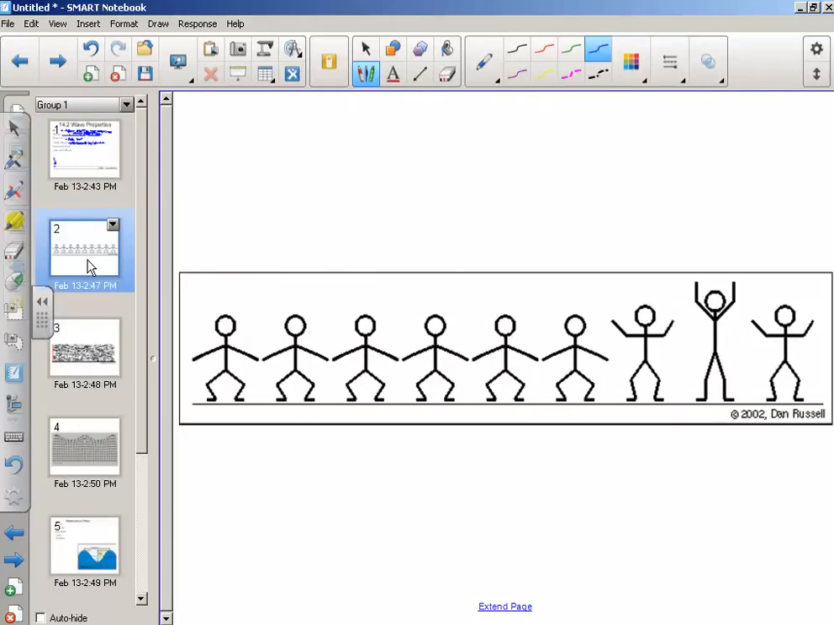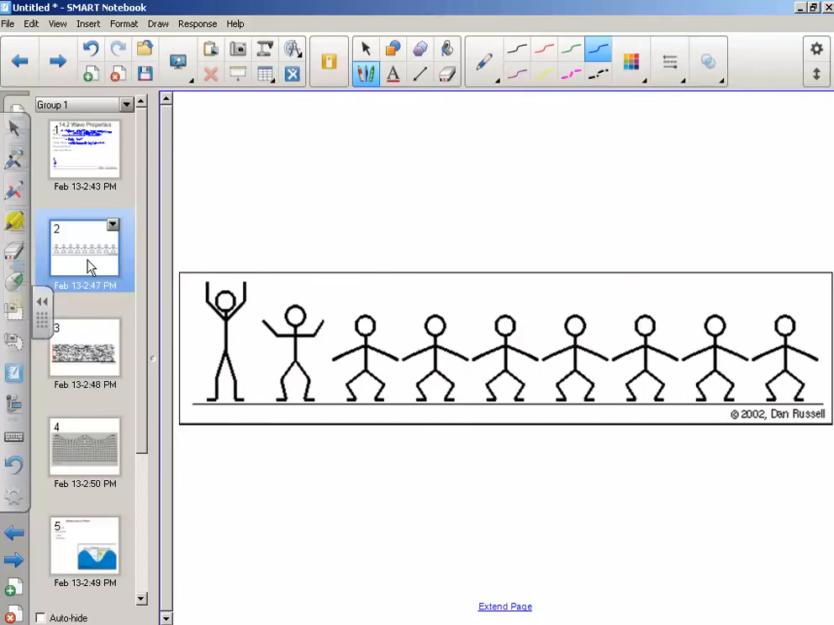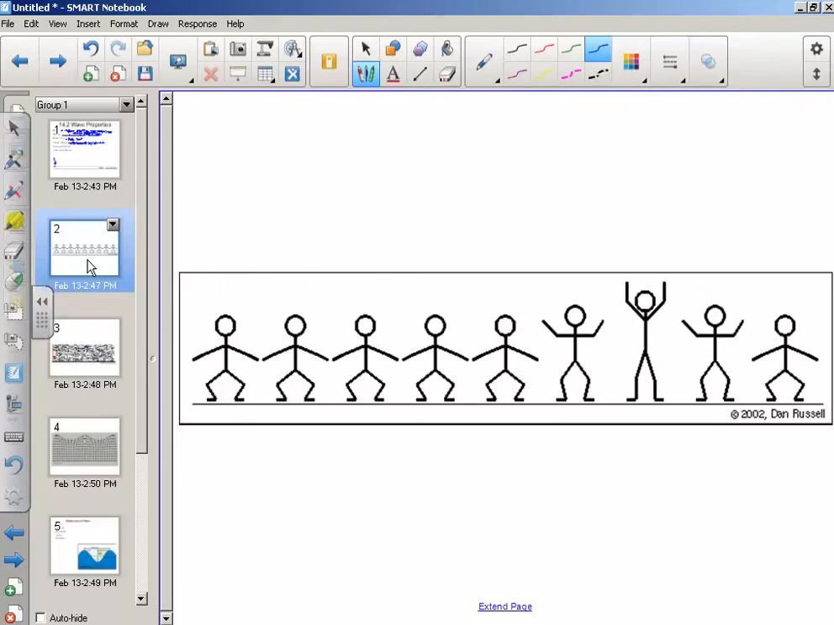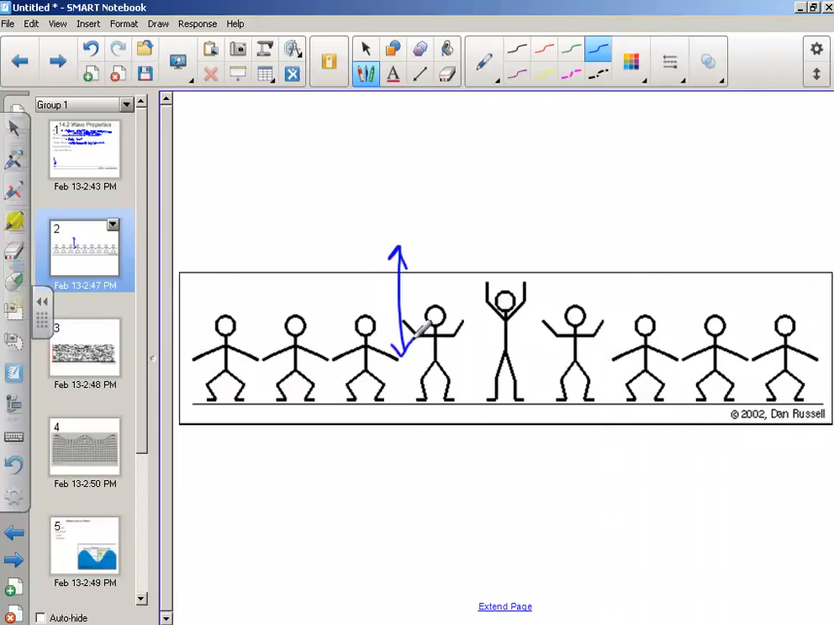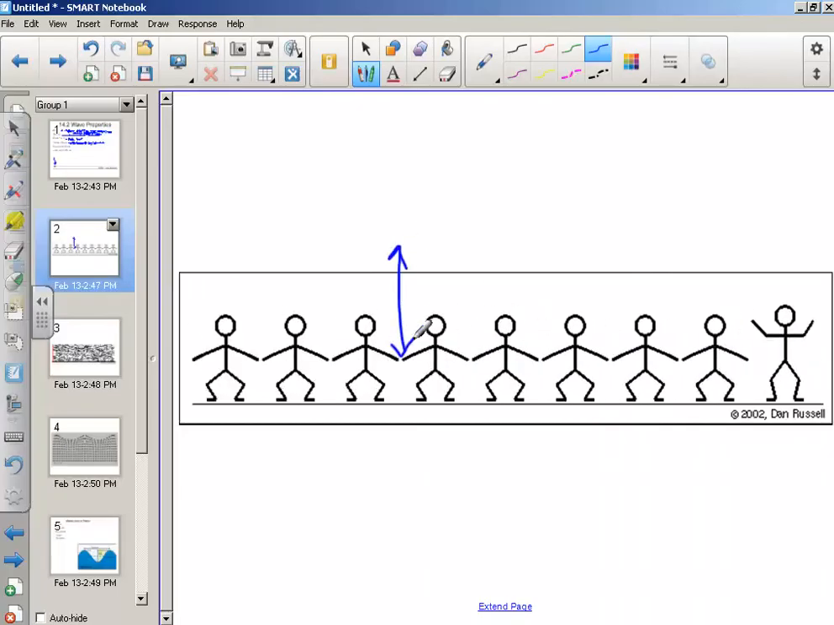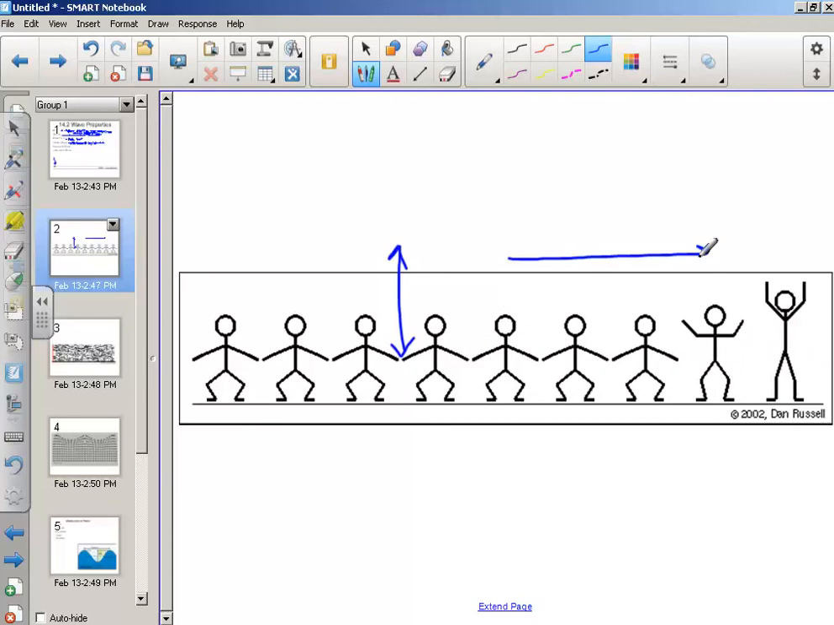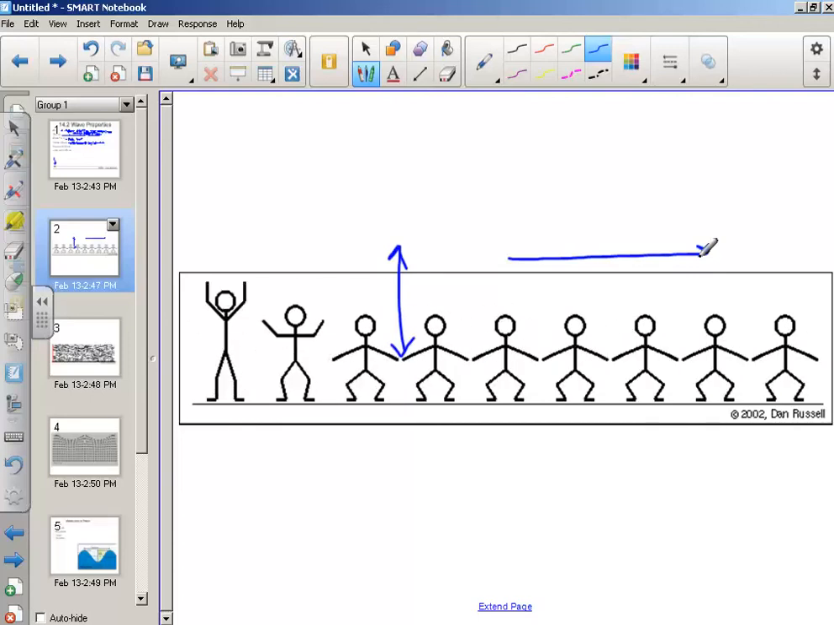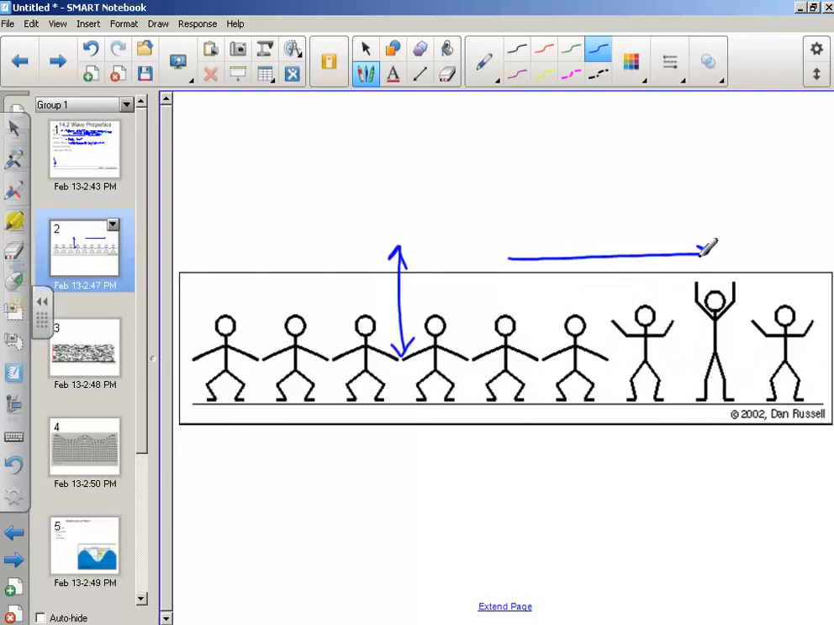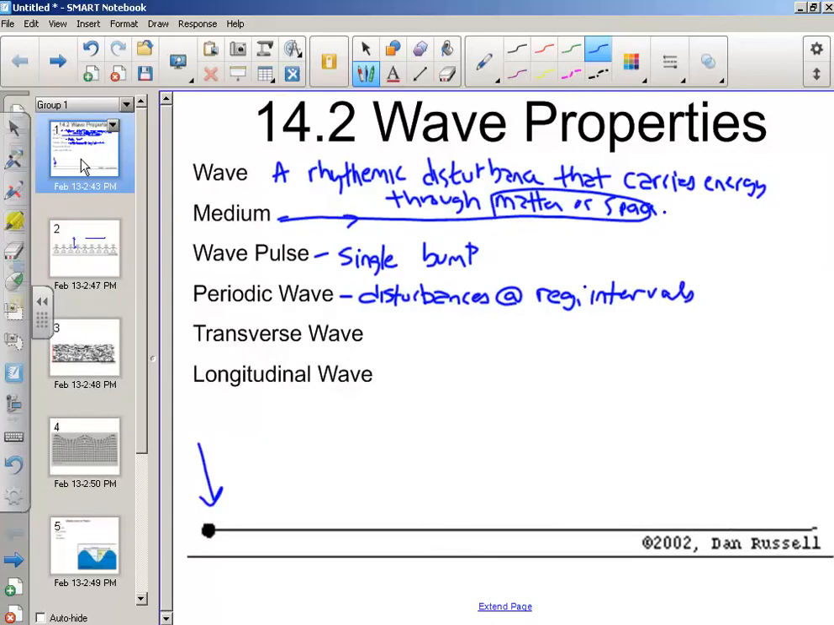And here's an example of a transverse wave. You've probably all been a part of something like this. A transverse wave is when the medium vibrates up and down. People are vibrating up and down, but the wave travels left and right. So we've got an up and down motion, left and right. That's what a transverse wave is. So the medium vibrates perpendicular to wave direction.